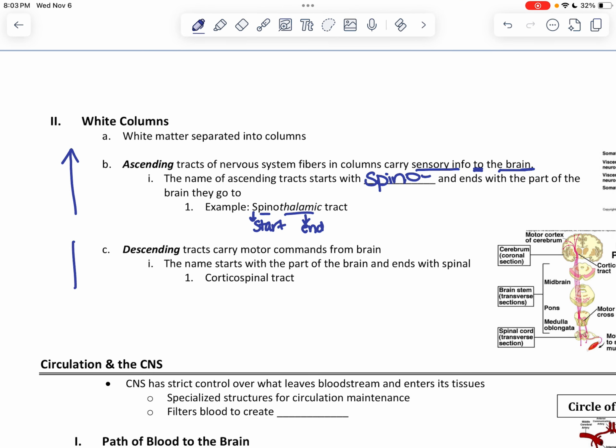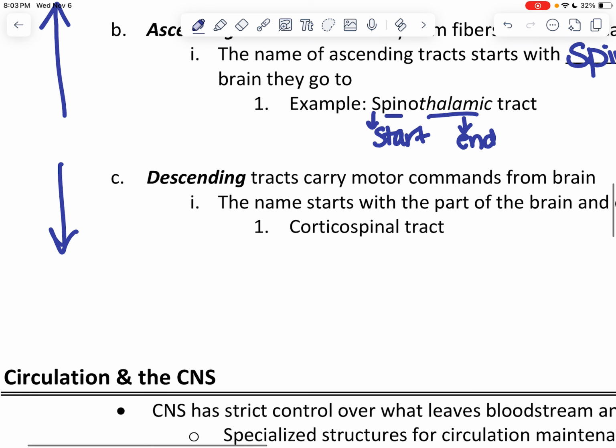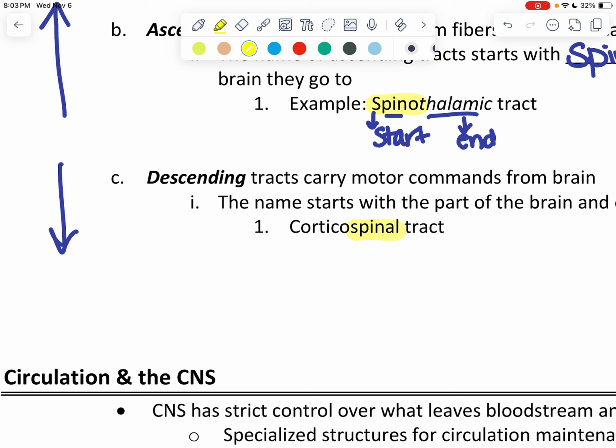Descending tracts take information away from the brain and carry on the motor function. So here's an example. It's opposite. Do you see how it says spinothalamic tract for ascending? This one is ending with spinal and it's starting with another word. So your corticospinal tract is an example. Your cortices, bringing it down through the spine.